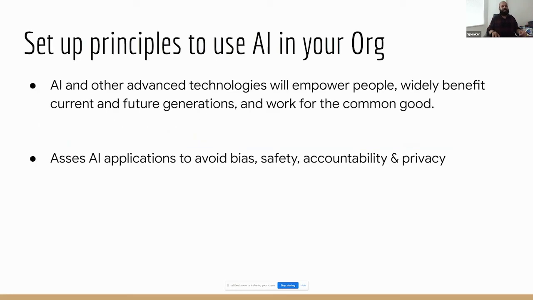Never take it for granted. AI is an advanced technology. It empowers people, but it also comes with a lot of issues of bias, safety, accountability, privacy. So make sure that you have a principle in your organization to safeguard this. Do mandatory audit checks continuously in your organization. Make sure that you're doing it in the right way for next generations to use your products.